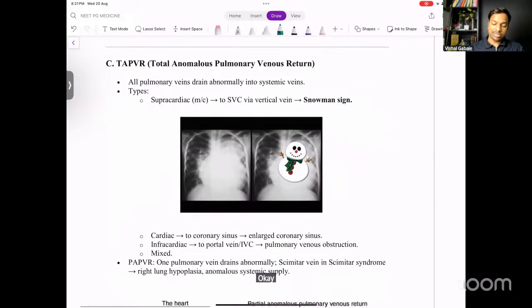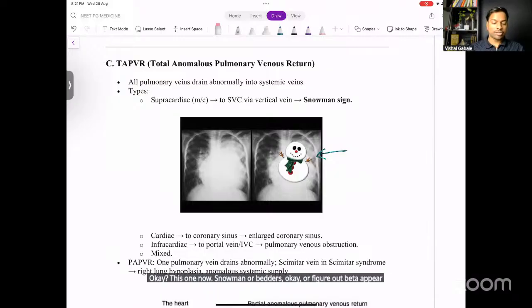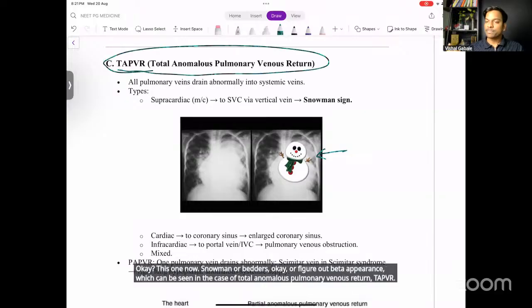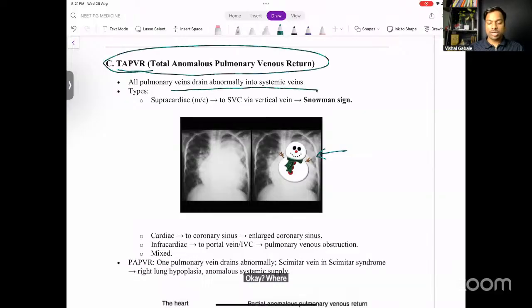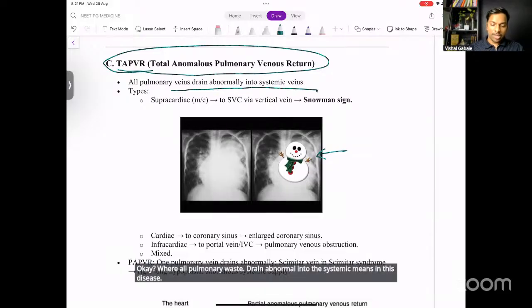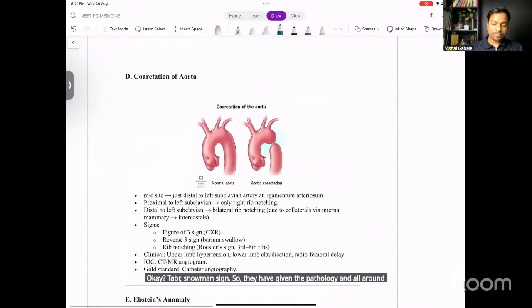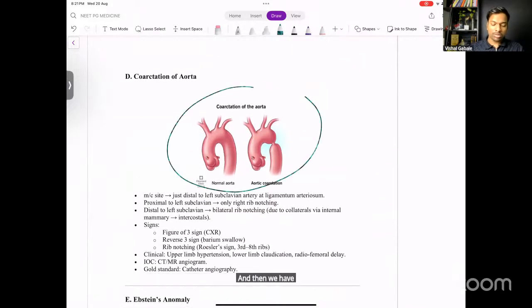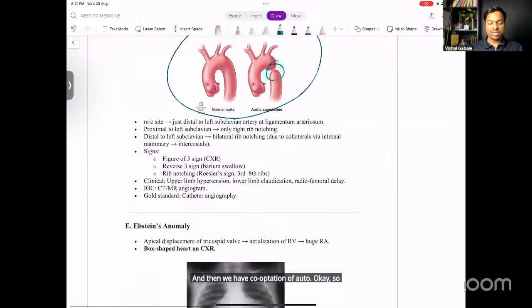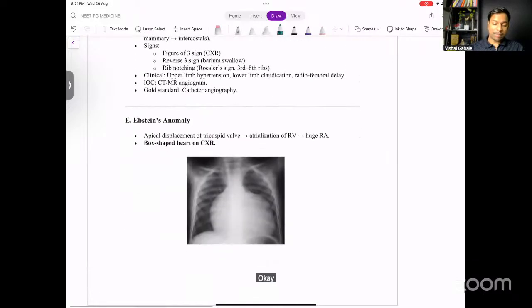Okay, this one now. Snowman appearance, or figure of eight appearance, which can be seen in total anomalous pulmonary venous return, TAPVR, where all pulmonary veins drain abnormally into the systemic veins. Okay, TAPVR, snowman sign. So they have given the pathology and all around that. And then we have coarctation of the aorta. Okay, so aortic coarctation is there, and then Ebstein anomaly is there.